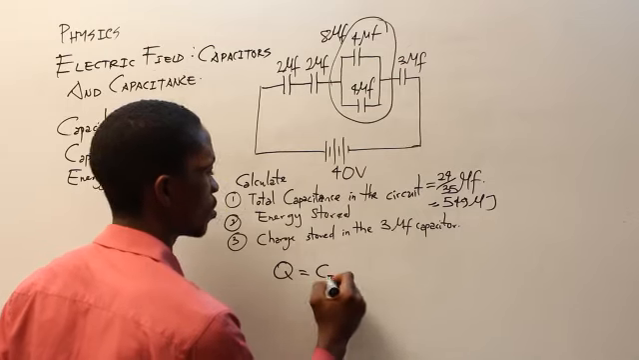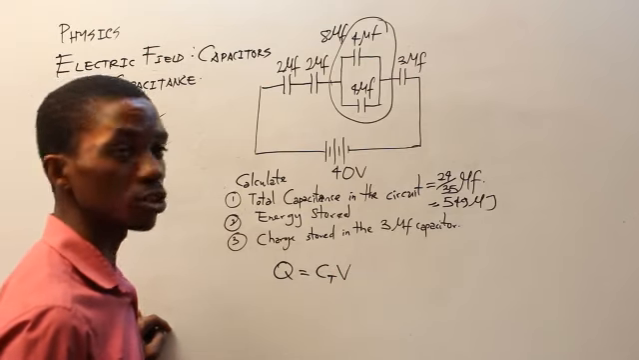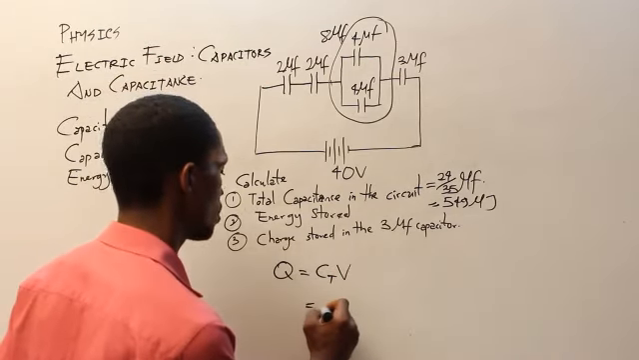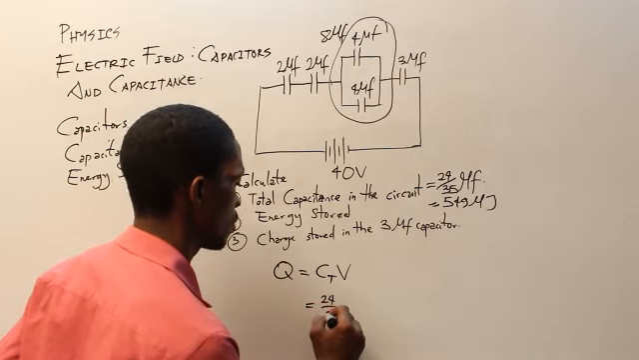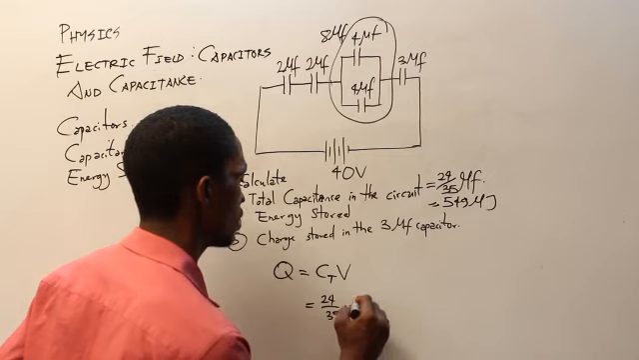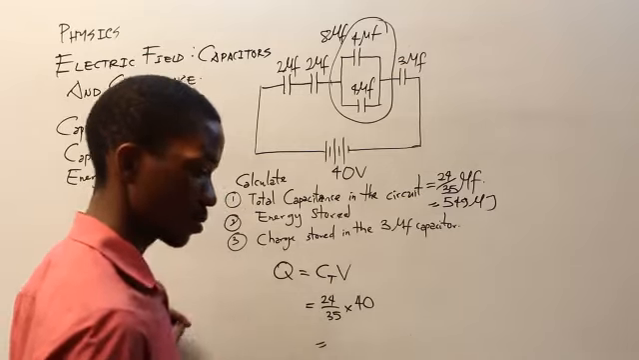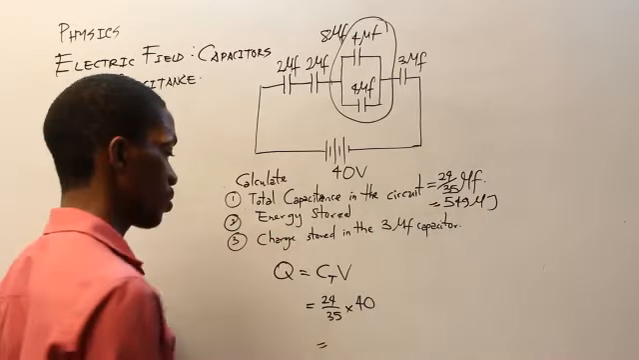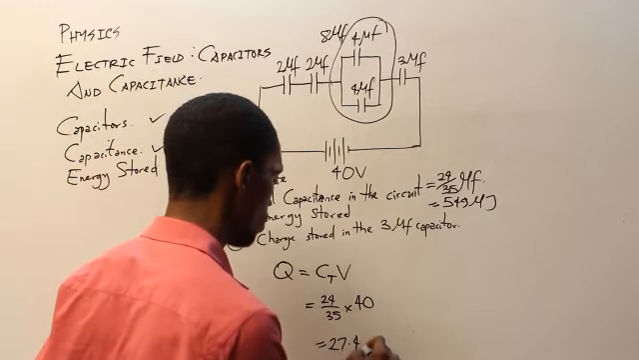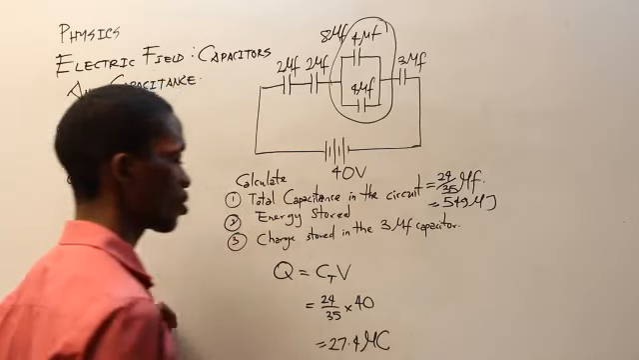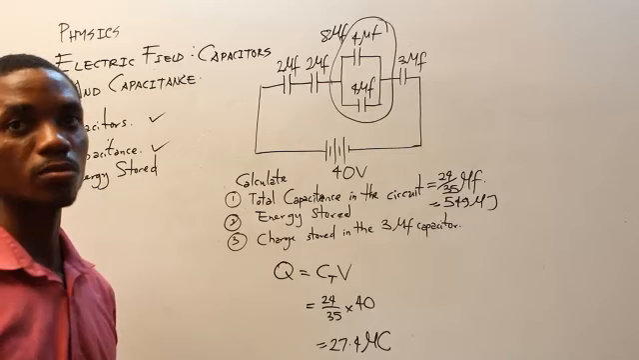total capacitance multiplied by the voltage. So that will give us total capacitance, which is calculated to be 24 over 35 microfarad, multiplied by the voltage, which is 40 volts. Using our calculator, we would get 27.4 microcoulombs. Our charge is measured in coulombs.